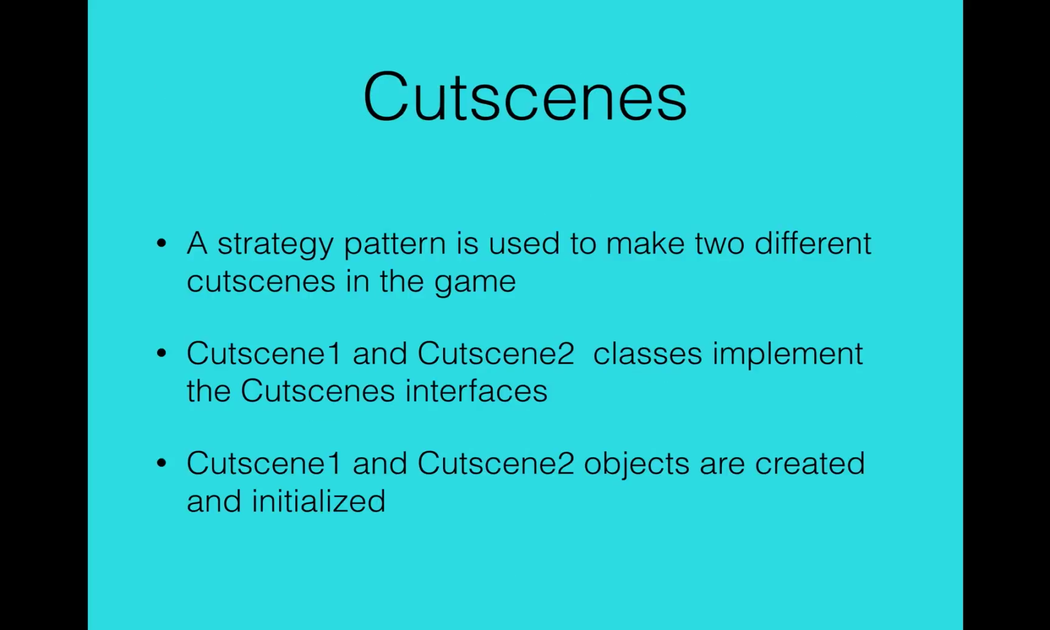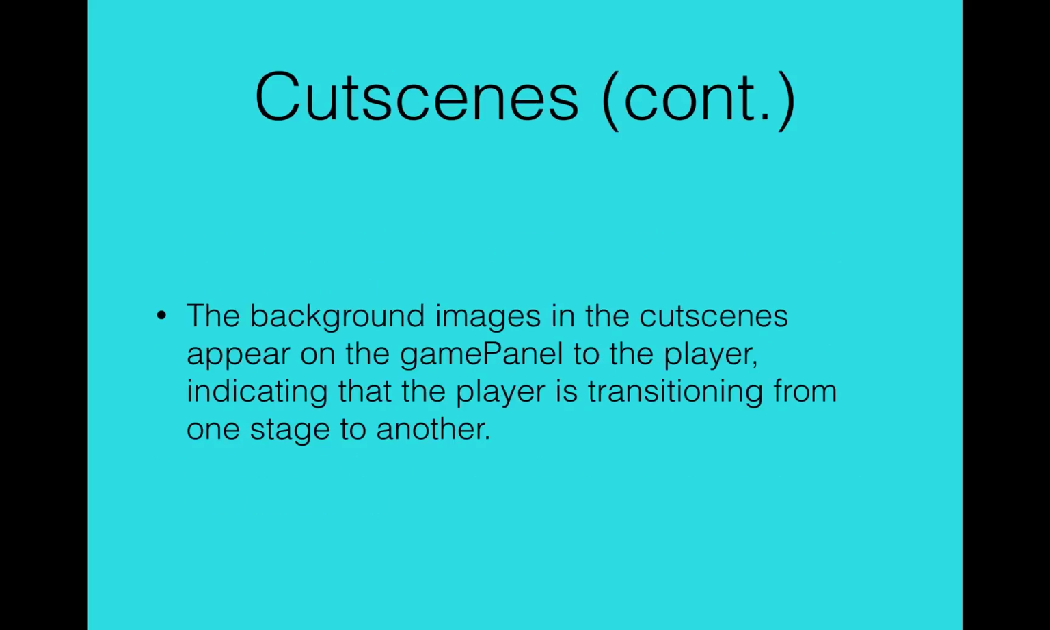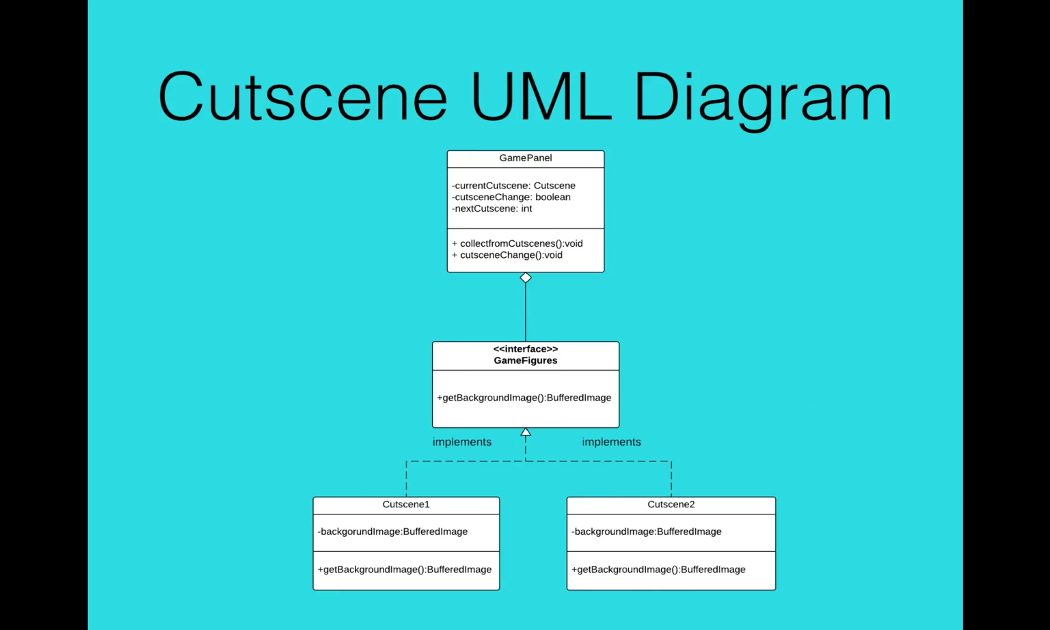Additionally, cutscenes were added to the game and implemented by strategy pattern. Each cutscene class has objects created and initialized, and the background images of the cutscenes appear after the player has cleared a stage, and the player ship automatically moves from one side of the screen to another, and the cutscene background that appears is dependent upon the stage that was cleared. Both cutscene classes implement the game figure interface and are all contained within the game panel and rendered to it.